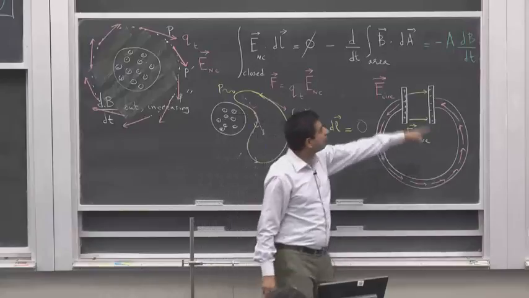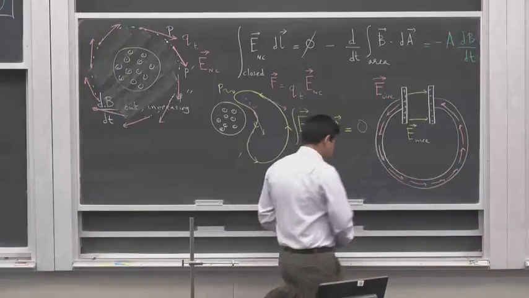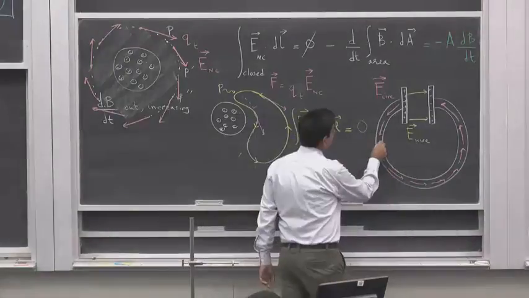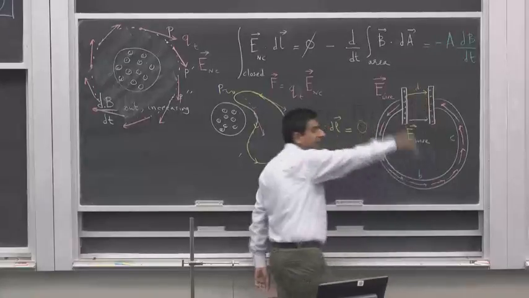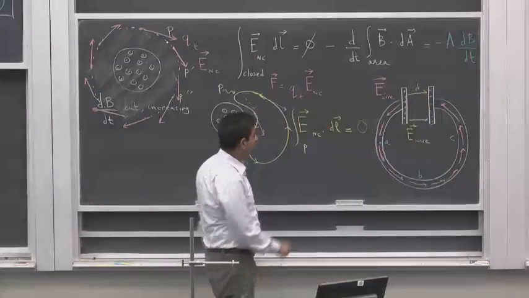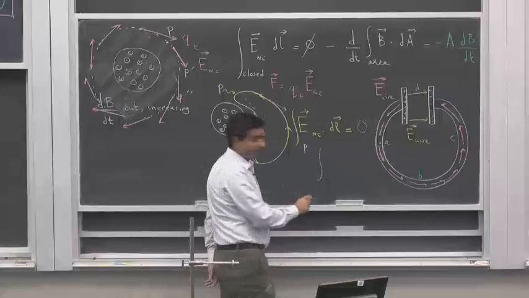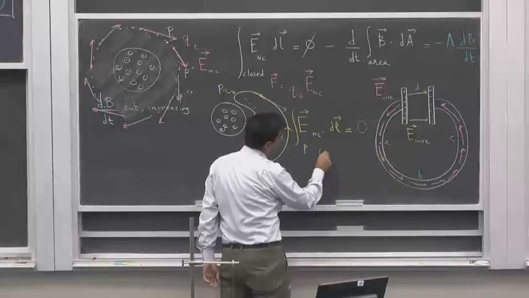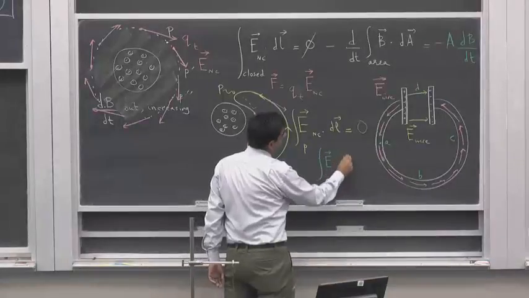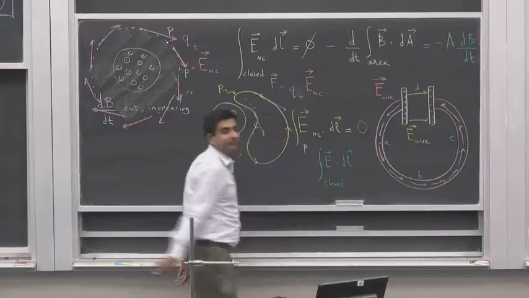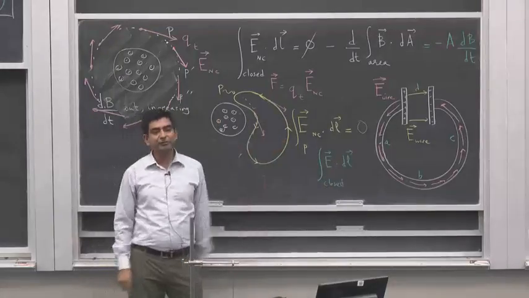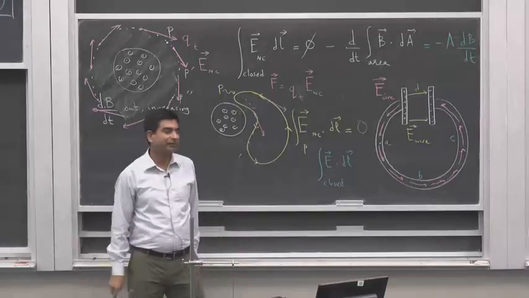Now if you take a round trip through this circuit, for example, you start at point A, move to point B, C, D, and back to A. You're making a round trip around the circuit, and then you take E dotted with dl around the round trip, the closed path. So what is this round trip integral going to be equal to? 0.